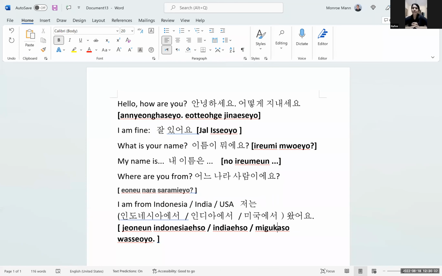And Migu is in a Migu eso or Migu queso? Migu queso. You can say it like that. You cannot say Migu queso. It will be like queso. Yeah. Okay. So Indonesia eso, India eso, Migu queso.